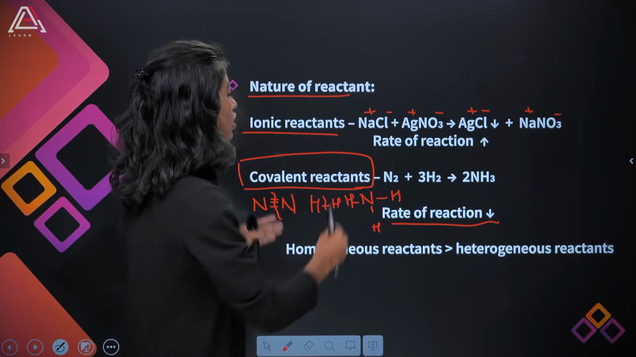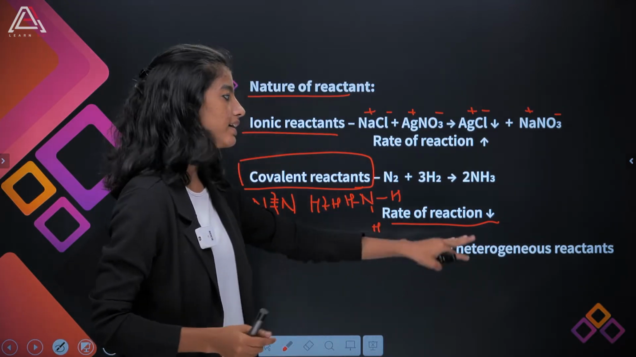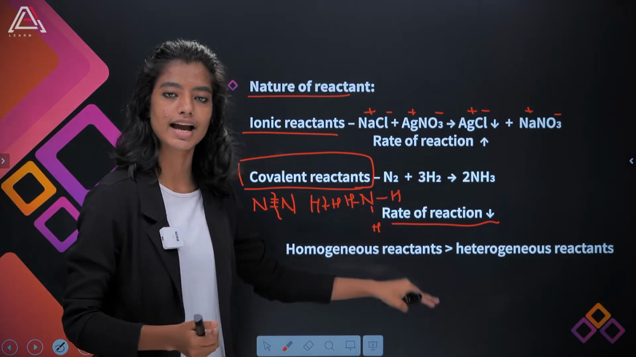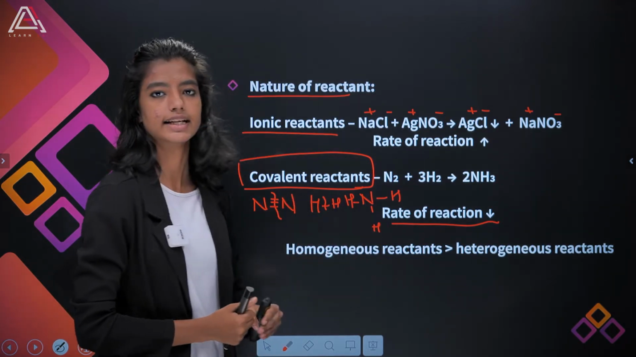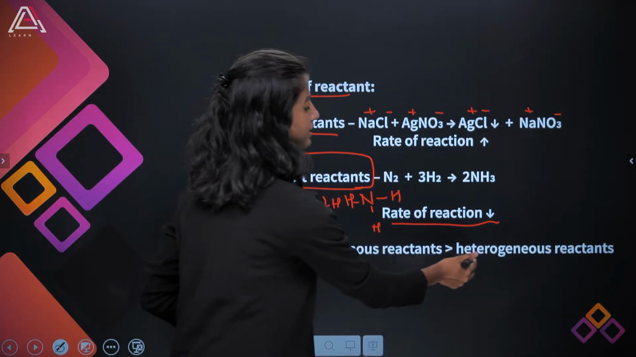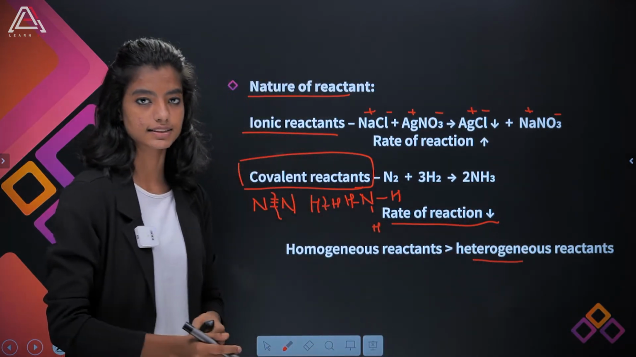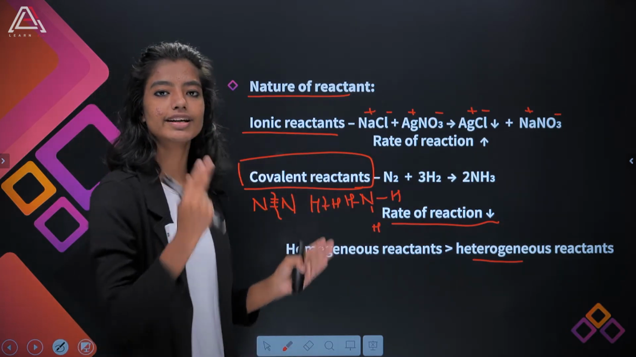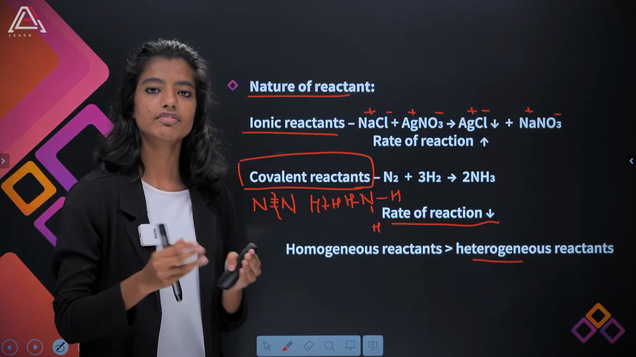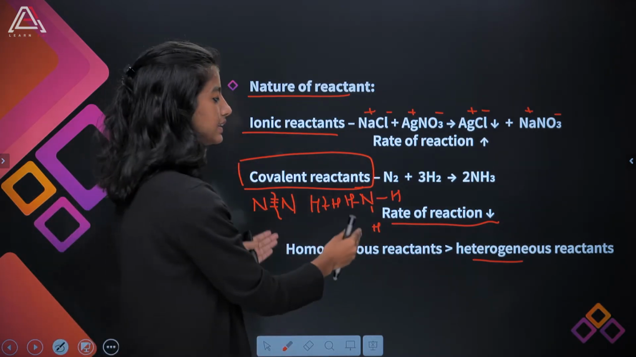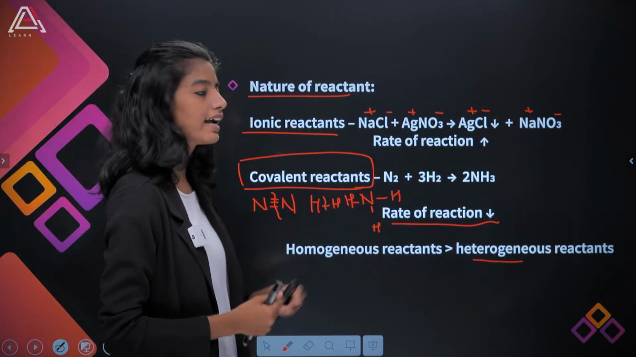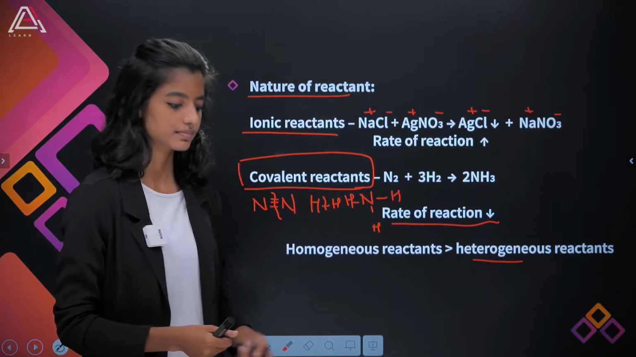Now, we also have homogeneous reactants and heterogeneous reactants. If we have the same kind of reactants, it is called a homogeneous reactant. If we have different kinds of reacting species, that is called heterogeneous reactants. And the rate of reaction increases with the homogeneous reactants. If the chemical reaction has homogeneous reactants, the rate of a chemical reaction increases compared to the heterogeneous reactants.